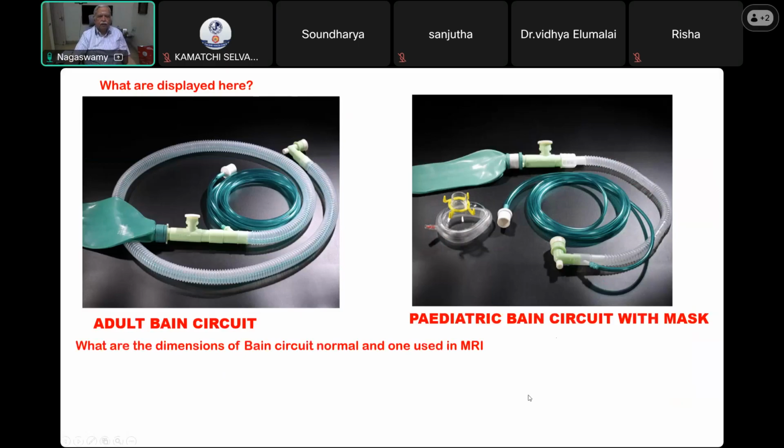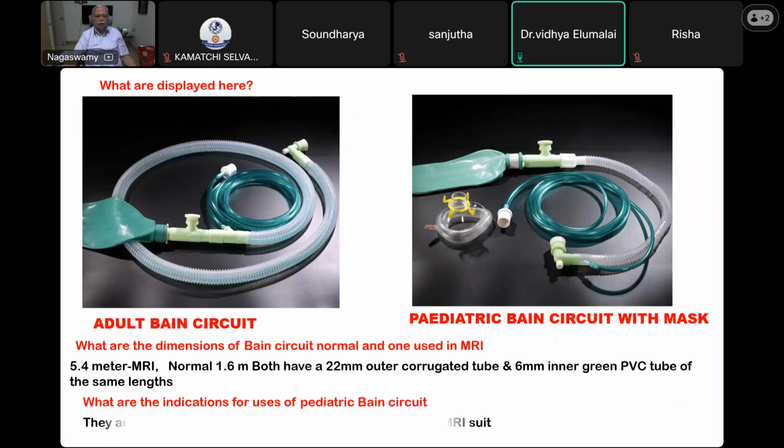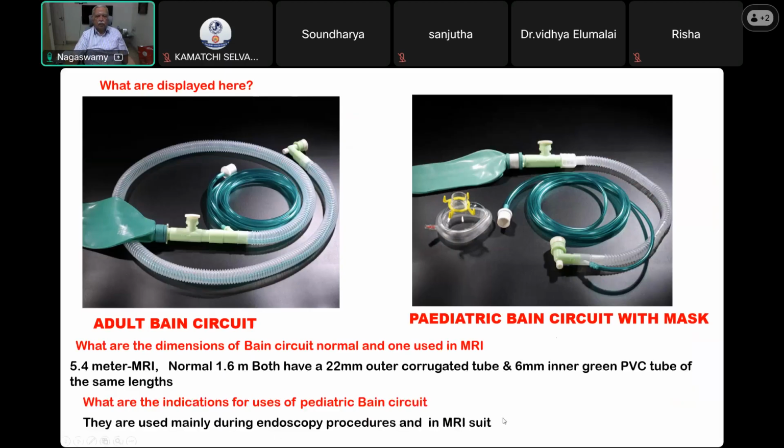What are the dimensions of the vein circuit which is used normally, and the one which is used in the MRI suite? 1.8 meters, and 5.4 meters. Okay, 5.4 meters for MRI. Normal is 1.6 or 1.8. Both have a 22 millimeter outer corrugated tube and a 6 millimeter inner green PVC tube. What are the indications for use of the pediatric vein circuit? For controlled ventilation. They are used mainly in the endoscopy suite and MRI suites. Okay, so these are the two indications where you can use them.